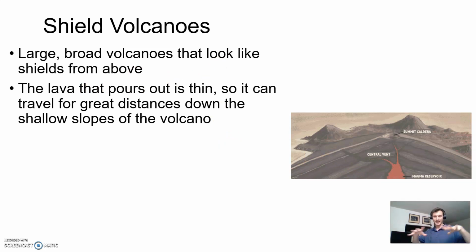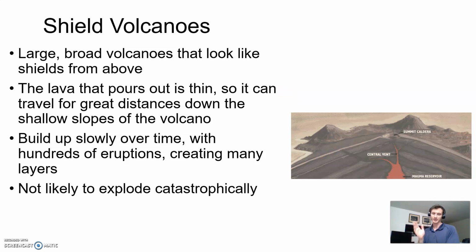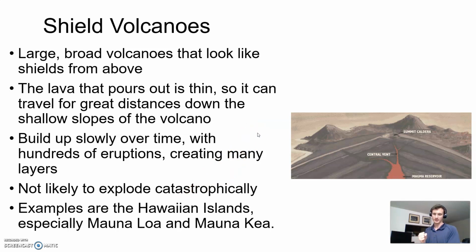It's going to spread out in all directions, so not as conducive for building straight up. Travels a long way, leading to these sort of shallower slopes. Goes up slowly over time with many, many, many eruptions. And because these tend to be basaltic, we would not expect them to explode quite like an intermediate or a rhyolitic volcano would. An example of these, so the Hawaiian Islands are going to be shield volcanoes.